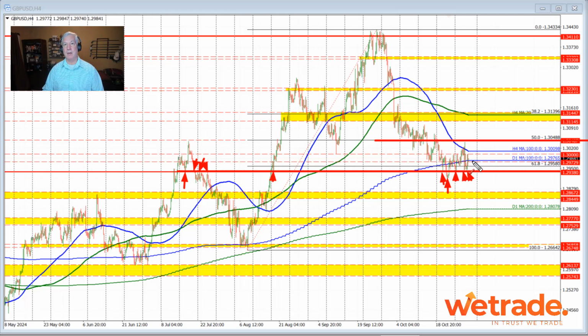In between, we have the 100-day moving average. We have the 100-bar moving average on the 4-hour chart acting as barometers. Move above it, it's more bullish, and we head toward the 50% retracement. Move below the 100-day moving average, and we may be banging against that door on the downside, or that floor on the downside, I should say, at the 1.2938 level.